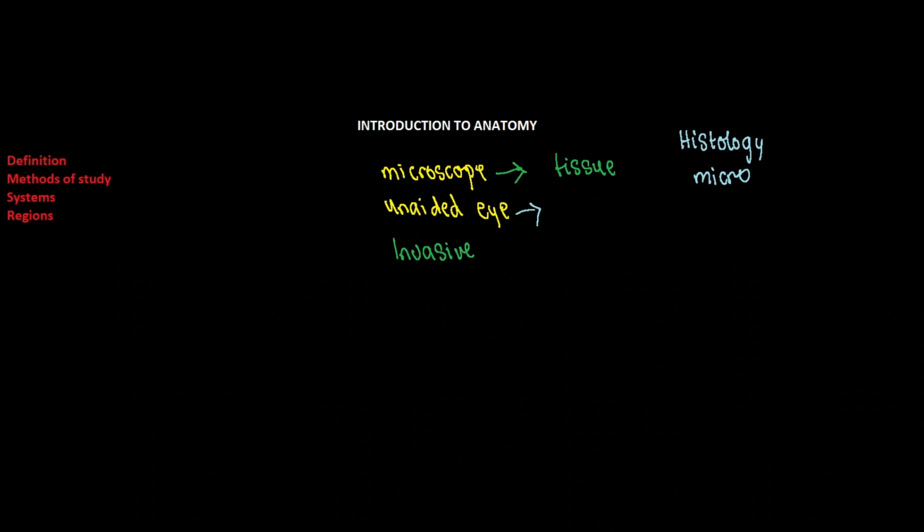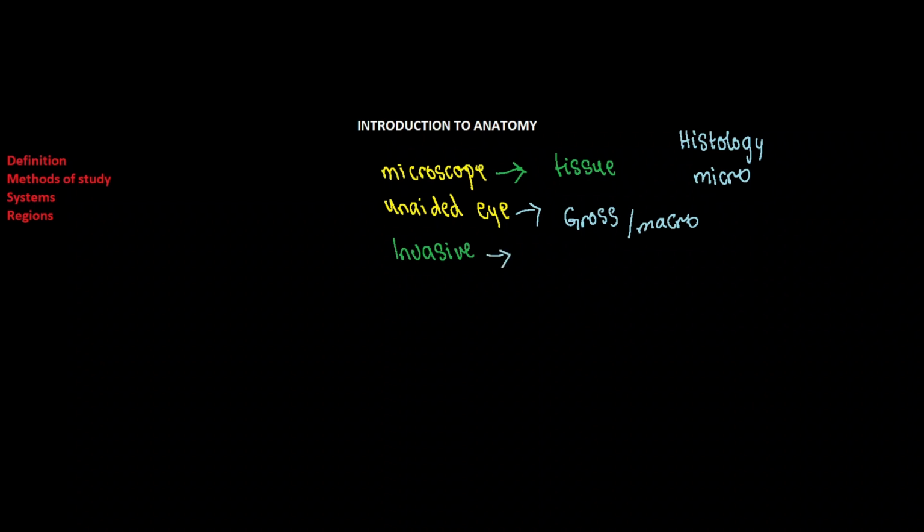Then we have the use of the unaided eye. The use of the unaided eye is mainly employed in gross anatomy. Now gross anatomy is also sometimes referred to as macroanatomy, and in this subdivision of anatomy we study parts of the body that can be seen with your unaided eyes. So they are big enough to be seen physically.